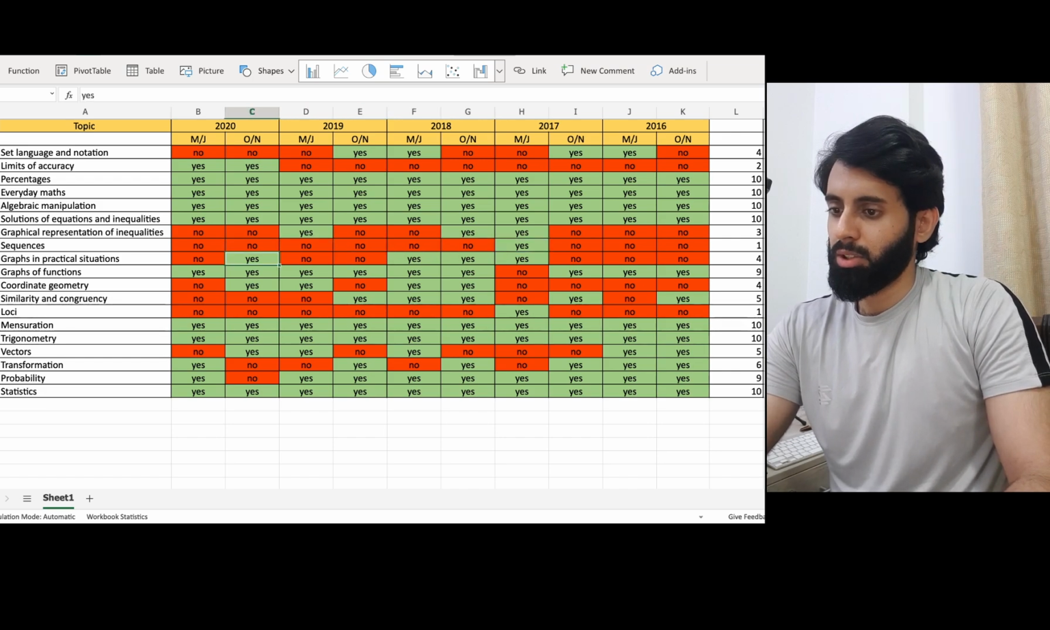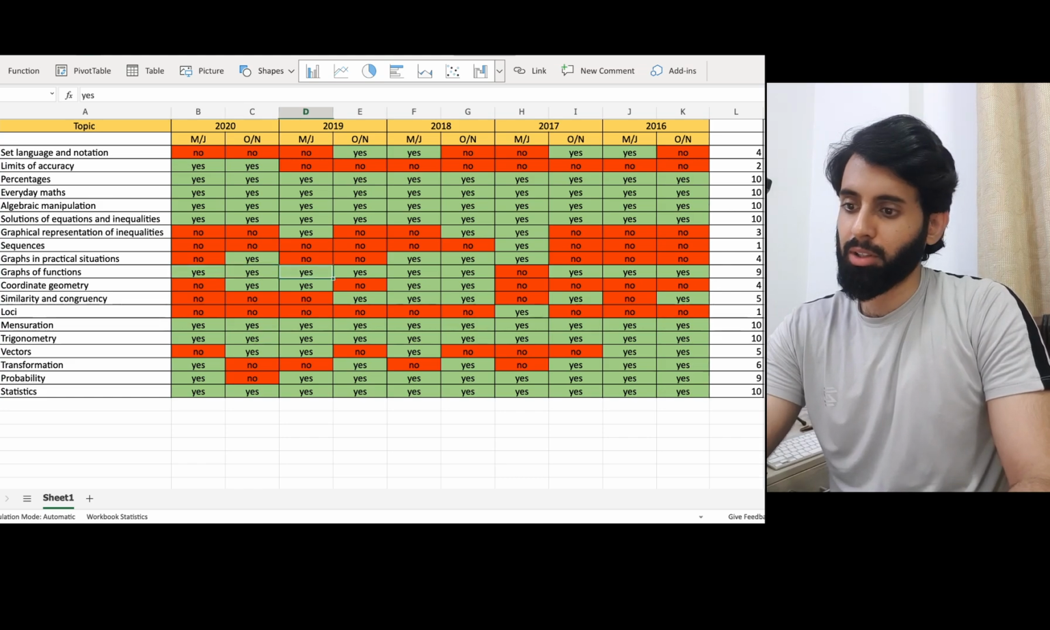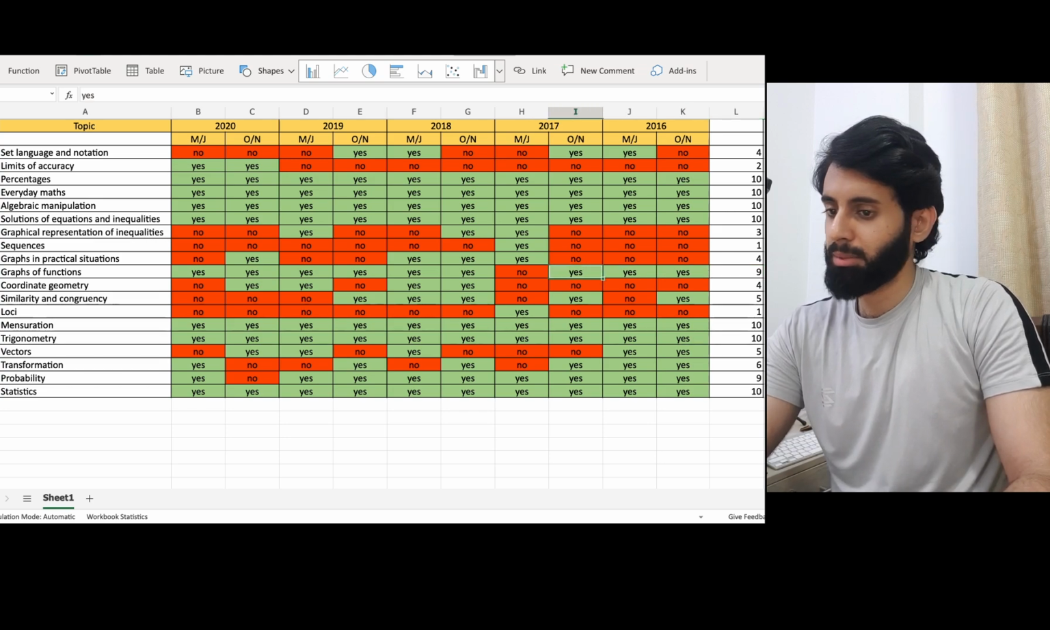Okay, so graphs in practical situations, kinematics basically. So that also is a paper 1 topic. So it only came 4 times in the last 10. And then you have graphs of functions, very, very important topic for paper 2, as you guys can see, that it came 9 out of a total 10 times in paper 2.